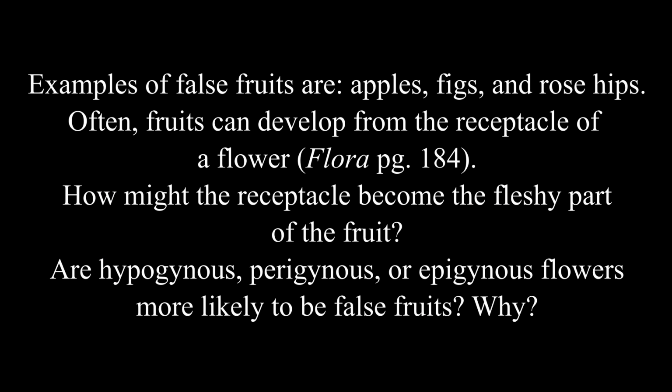Secondly, some fruits are called false fruits or pseudocarps. Pseudo means false, and carp is from the carpal, which is another word for pistil, although they're not super interchangeable. Examples are apples, false fruits, figs, also a false fruit, and rose hips, another false fruit. Often, fruits can develop from the receptacle of a flower. How might the receptacle become the fleshy part of the fruit? Are hypogynous, perigynous, or epigynous flowers more likely to be false fruits, and why?